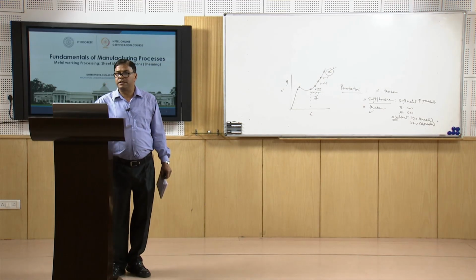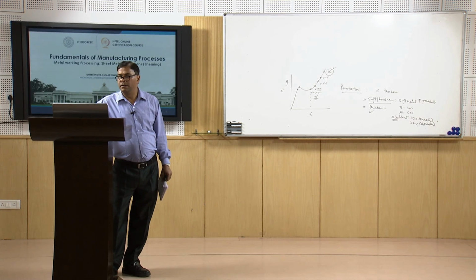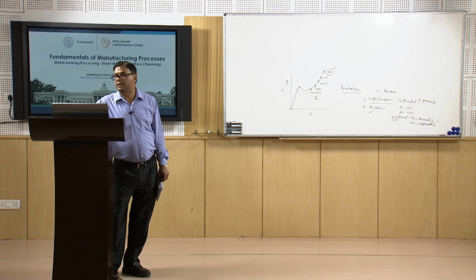The penetration is the sum of the burnishing height and the disc-shaped rollover zone or the deformation zone. Harder metals require less penetration, and thin metals also require less penetration. The penetration is the depth by which the punch must penetrate the sheet before the fractures meet. So this is the mandatory requirement for achieving the cut through the shearing process.